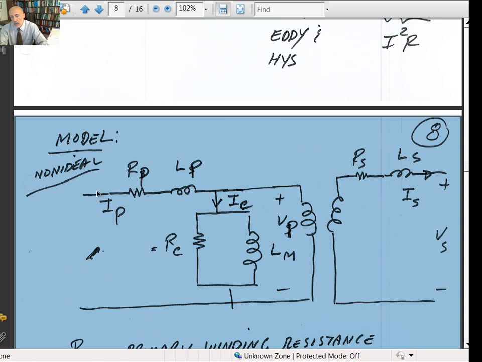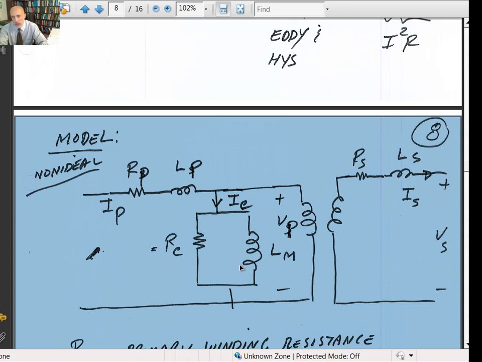But if you put an ammeter here, you measure a very small current. That current is called the excitation current, which we model with this branch right here, which I said is about 3 to 5% of the rated current of your transformer. Now, this excitation current will have two branches. One, we put an inductance in here to account for hysteresis losses, which we need to calculate this model.